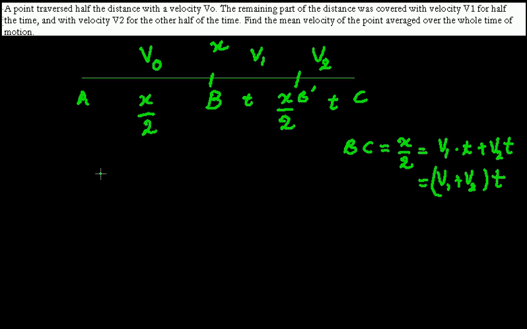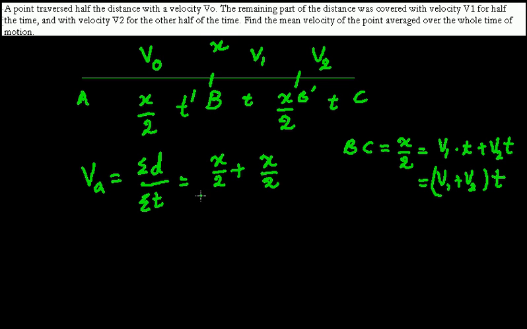Similarly, the distance from A to B is x by 2, which is already mentioned, and velocity is v0. Let the time be t dash. So the average velocity, let's define it by va, is equal to total distance by total time, which is equal to x by 2 plus x by 2 divided by t dash plus t plus t.